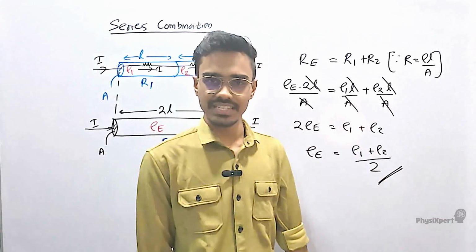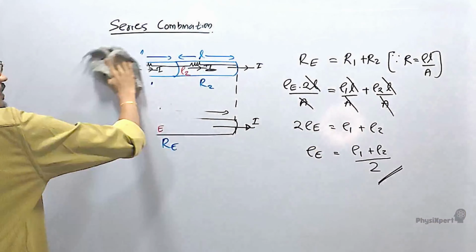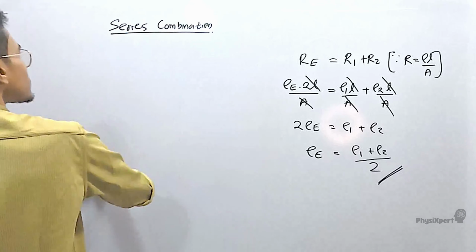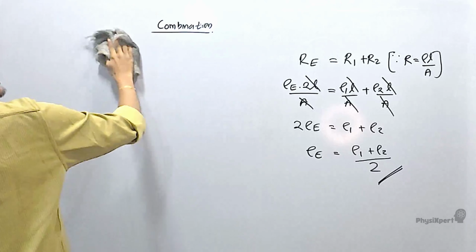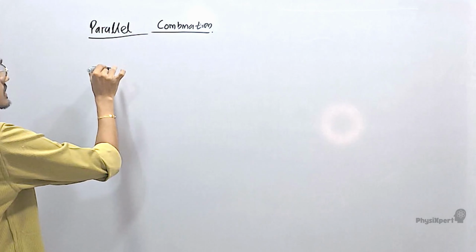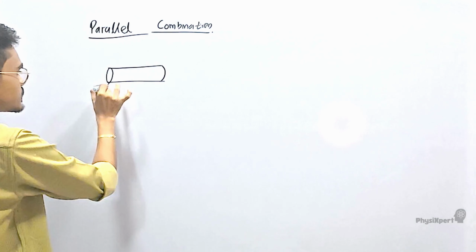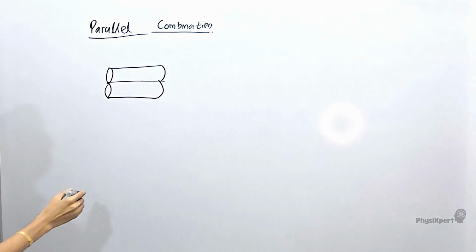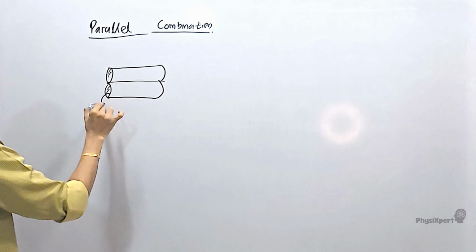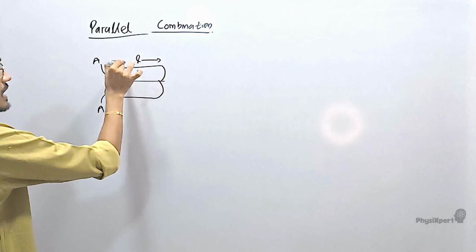Now let's see what happens in parallel combination. Same approach. Parallel combination of rods. Now let's consider two rods which are connected in parallel like this. And let's consider the area of each as A and the length as L.